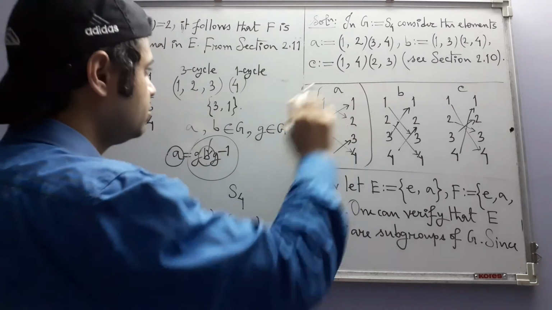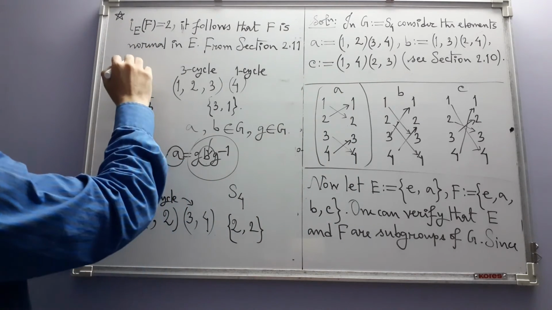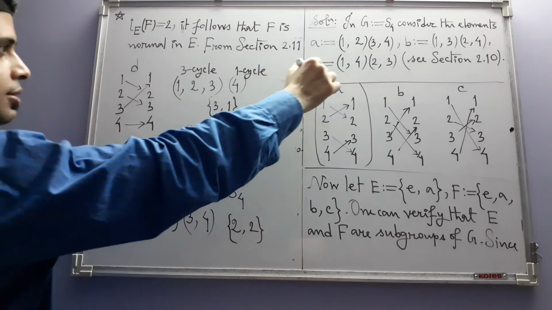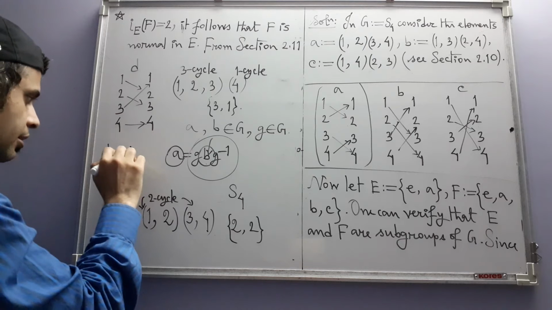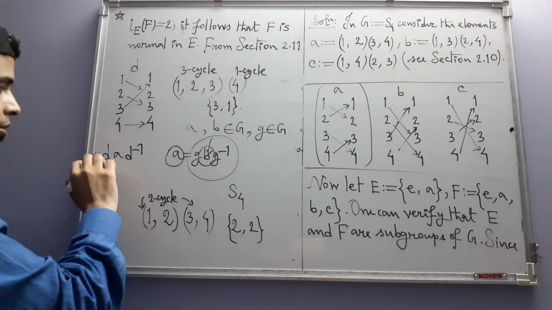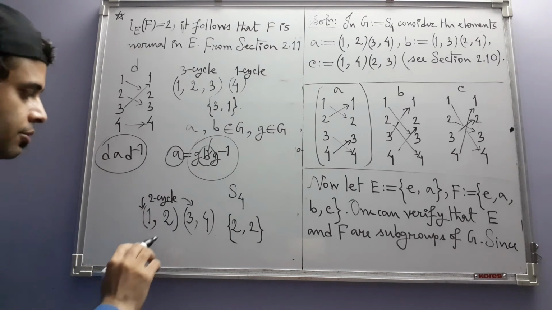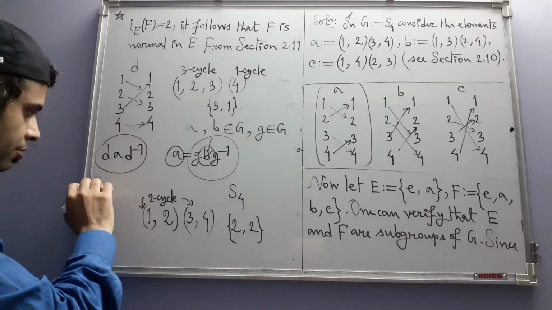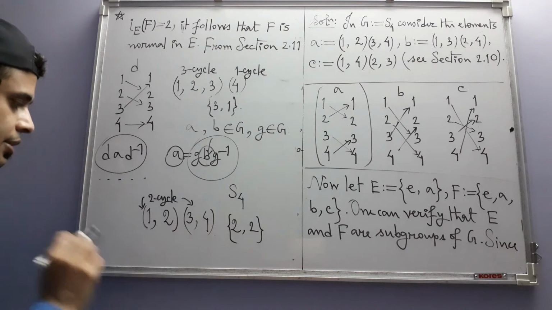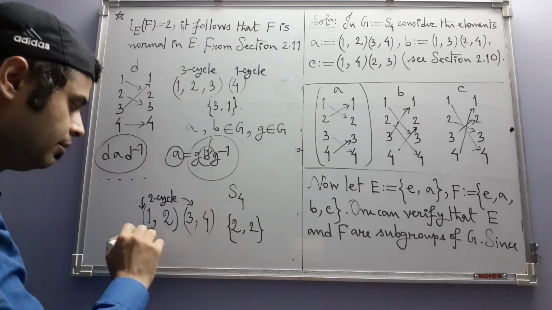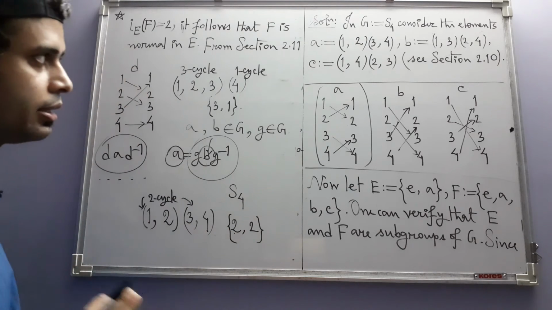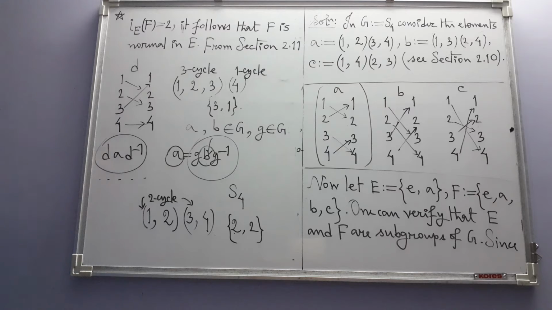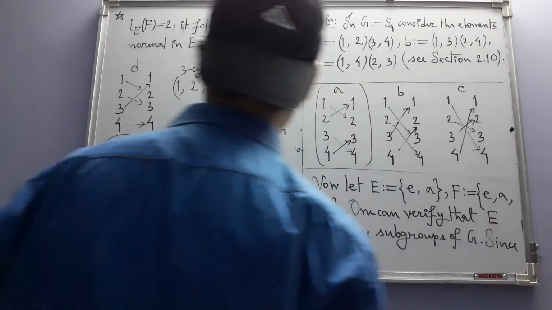So if you, for example, say this is your D and this is your A, if one performs D A D inverse, then in D A D inverse also, if you find its cycles, you will see that you end up with a product of 2 cycles. So that cycle structure is unchanged. Okay, so that thing we are going to use here.